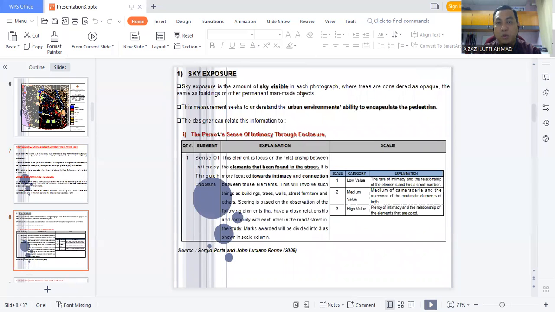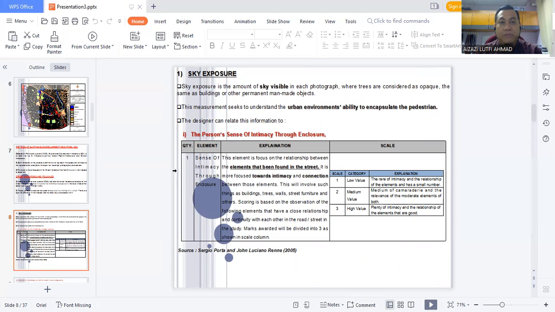The first is sky exposure. Sky exposure is the amount of sky visible in each photograph, where trees are considered opaque, the same as buildings or other permanent man-made objects. This measurement seeks to understand the urban environment's ability to encapsulate pedestrians. The designer can relate this information to many things.